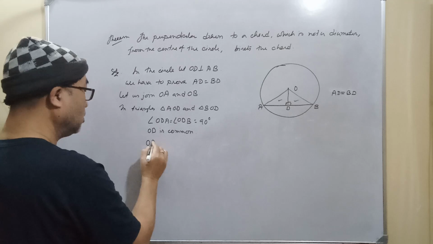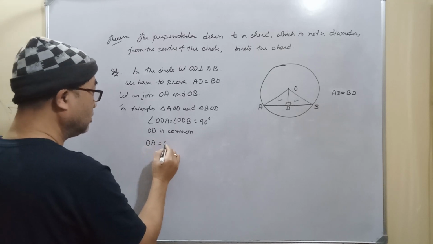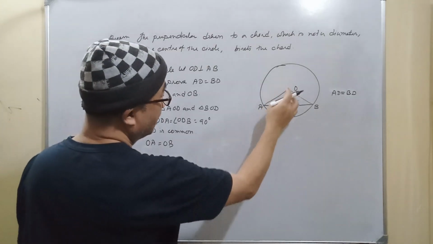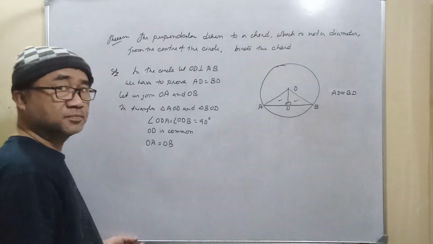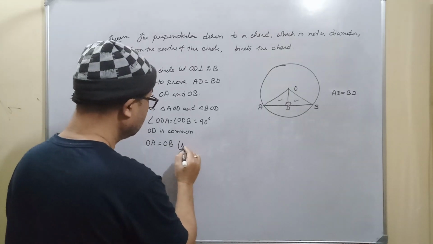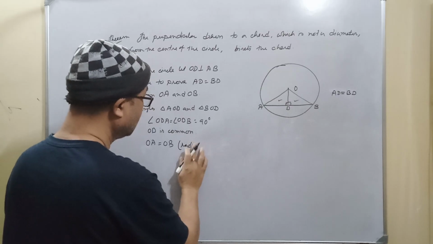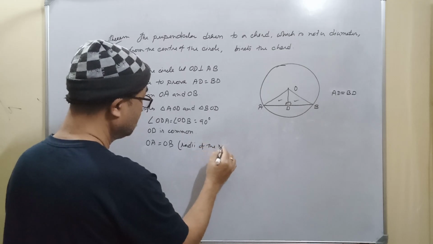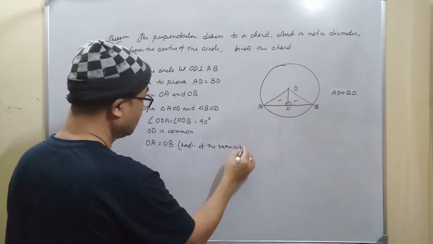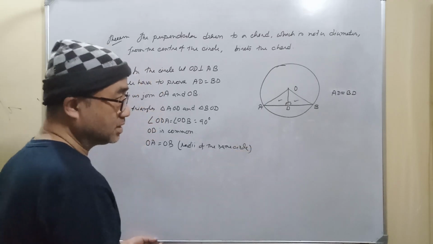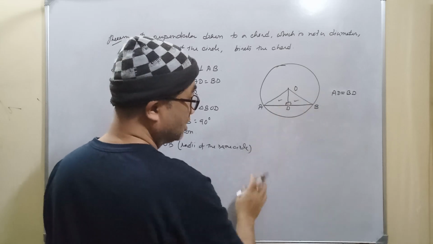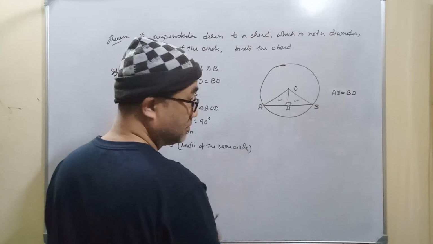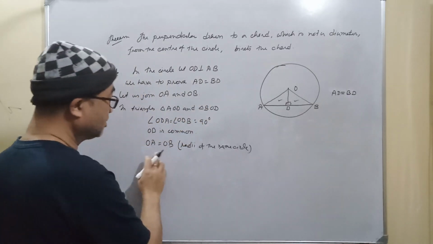and OA is equal to OB. Why OA is equal to OB? Because they are radii of the same circle, right? This is a radius and this is also a radius. So radius is equal all the time of the same circle. So OA is equal to OB.